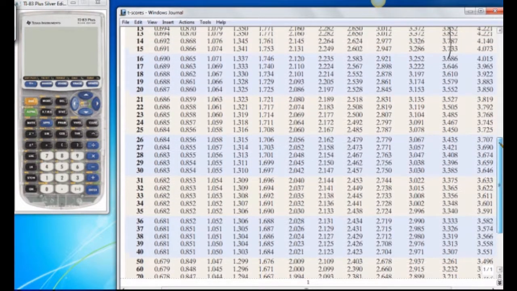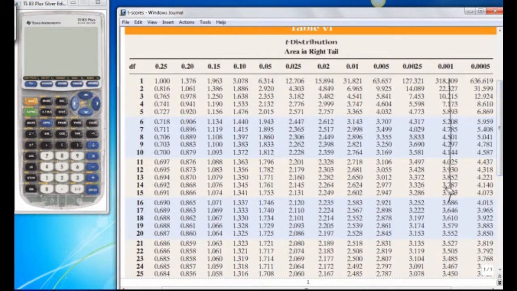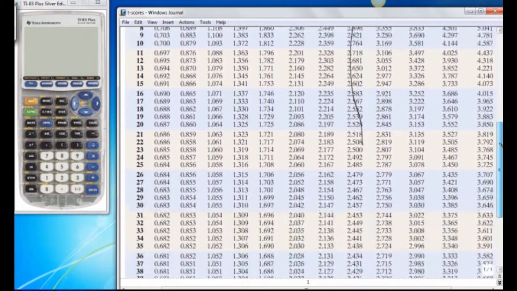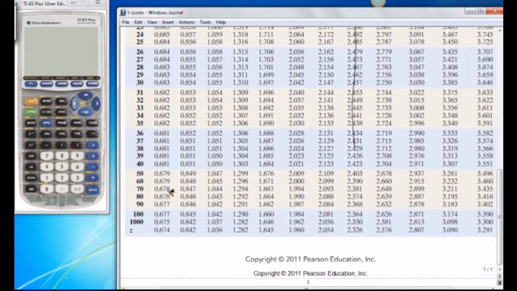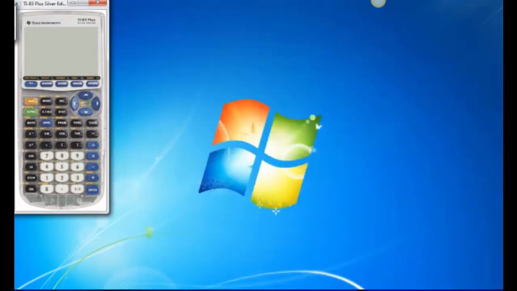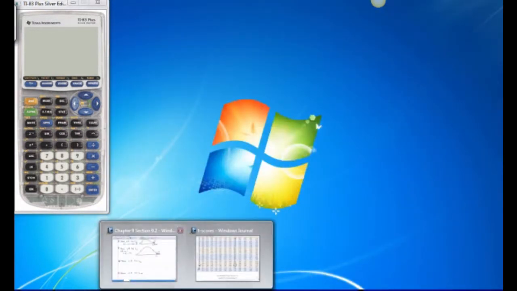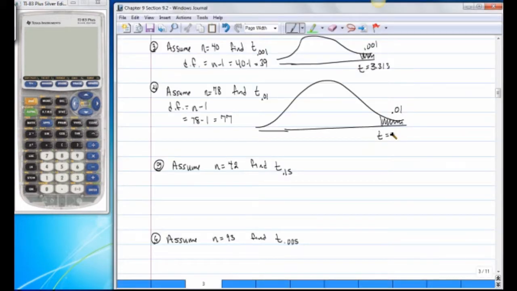Let's find the 0.01 column. 0.01 and 77 is not on my table. 77 is closer to 80 than 70, so I'm going to go across and use 2.374. So my score is 2.374.